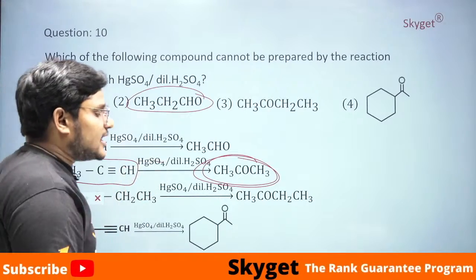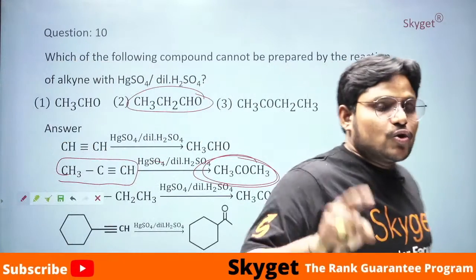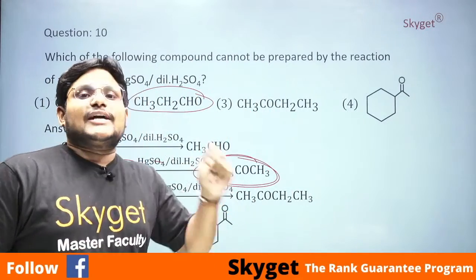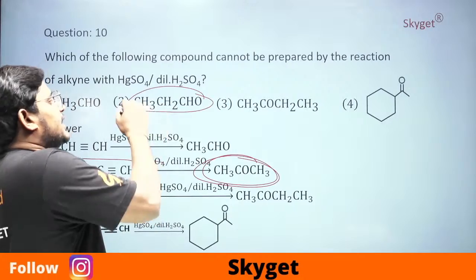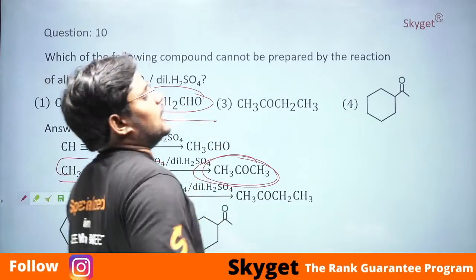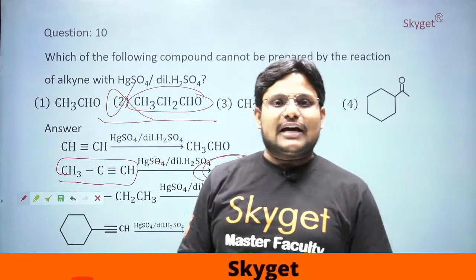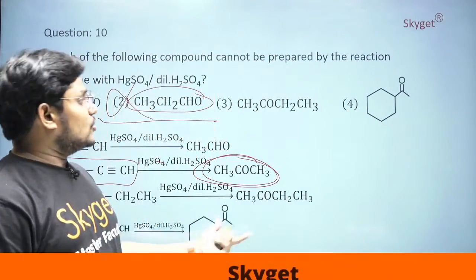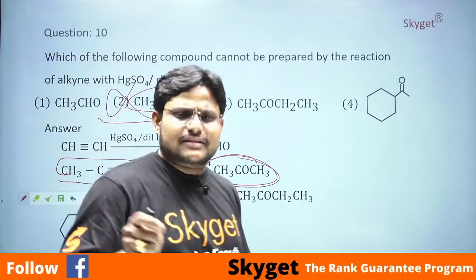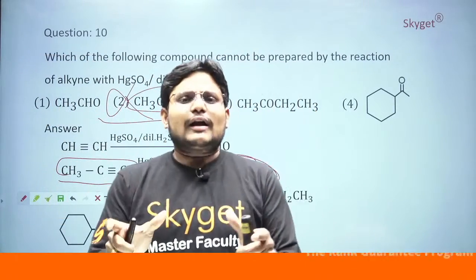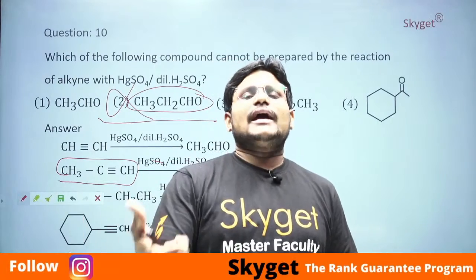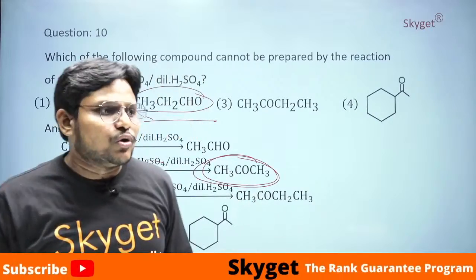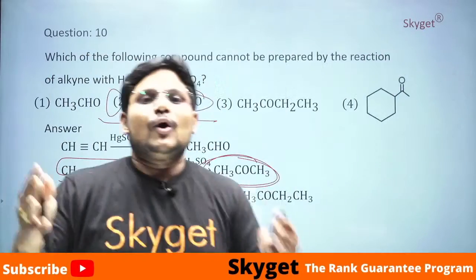By using this HgSO4 and dilute sulfuric acid, you are going to get ketone instead of aldehyde. So this product is highly impossible. If you know the proper reason, if you can draw these structures, then you can easily get the answer, students. It is just to know what reaction will come, what reaction you can expect. If you know what to do, then it is very easy, students.